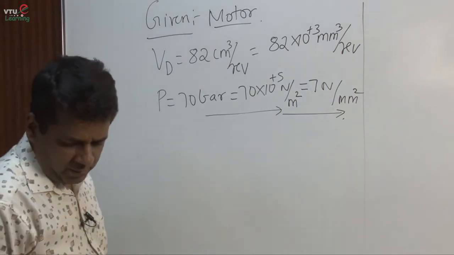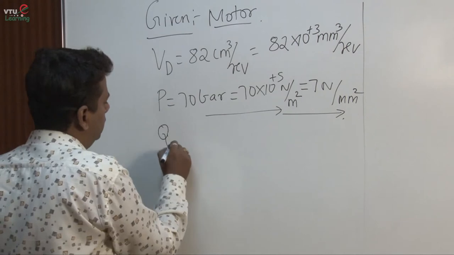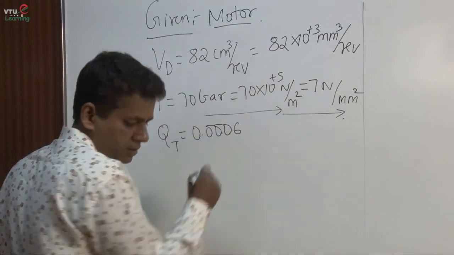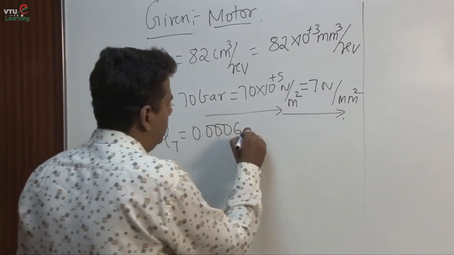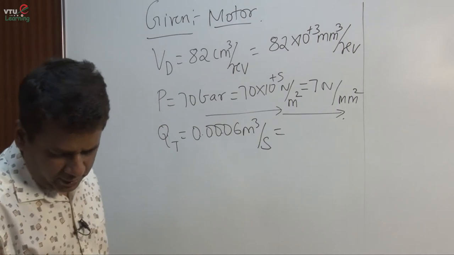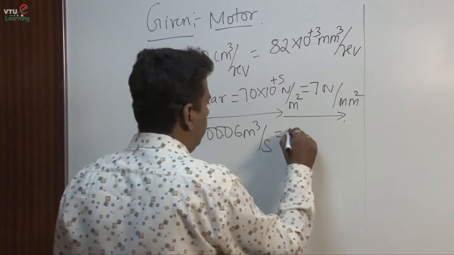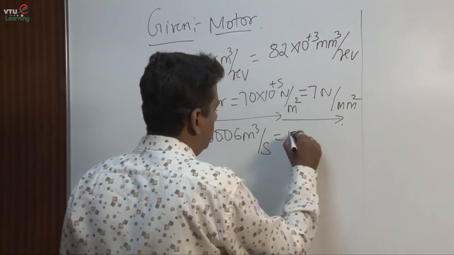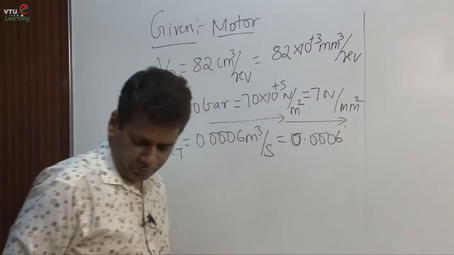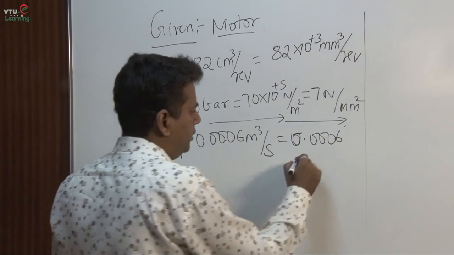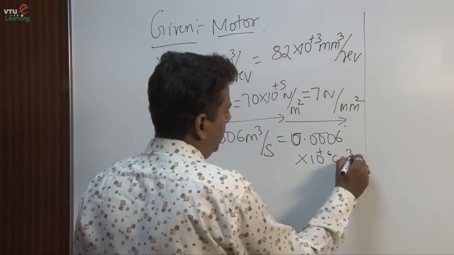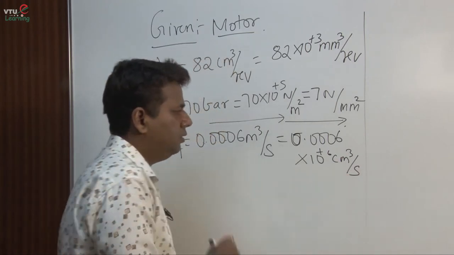The third parameter given is Q theoretical. Q theoretical is equal to 0.0006 meter cube per second. It is convenient to convert that into centimeter cube. To convert that into centimeter cube, 0.0006 into 10 to the power of 6 centimeter cube per second. So this is convenient.